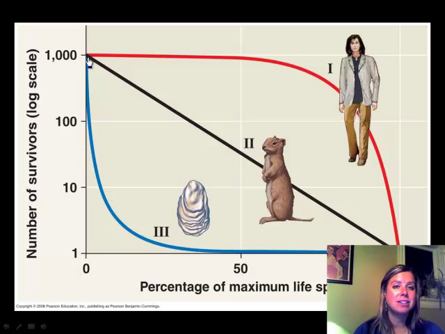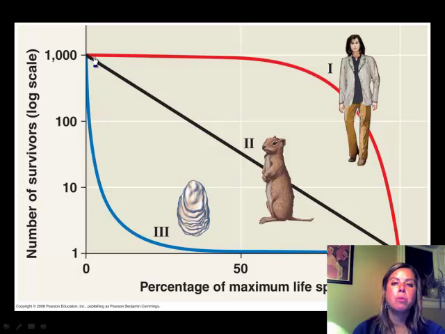What that means is early on in life is when they have a high mortality rate. And if they make it to a certain age, then they do a lot better later in life. So that's usually things that spew out tons and tons of eggs and larvae and hope that a couple survive. Then you've got type 2, which is like this little prairie dog here, and that basically shows that they have an even chance of survivorship throughout their entire lives.